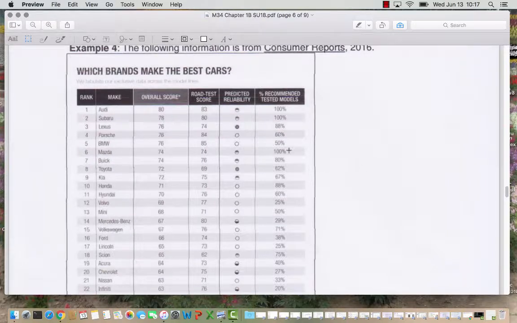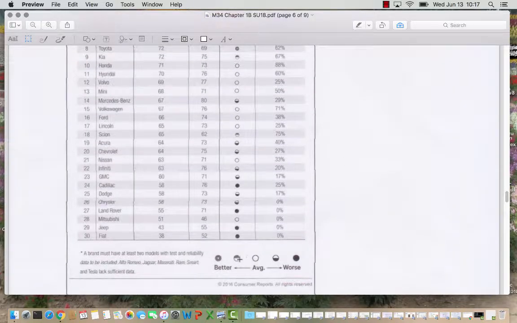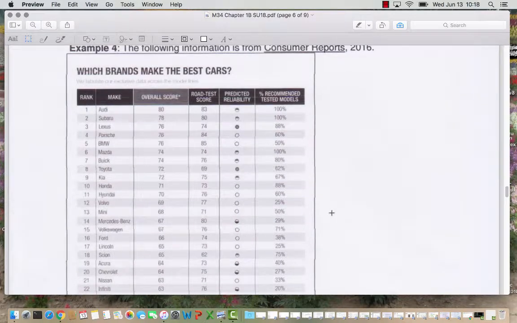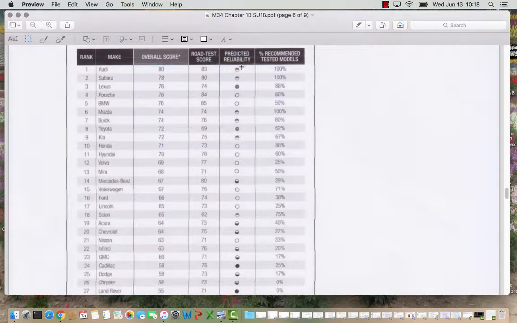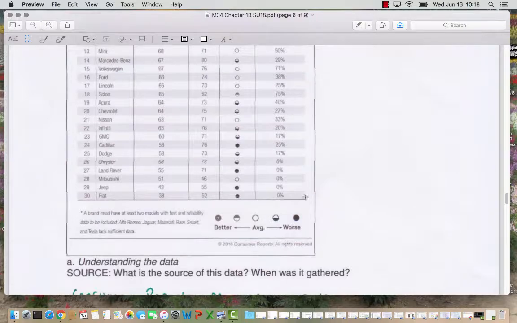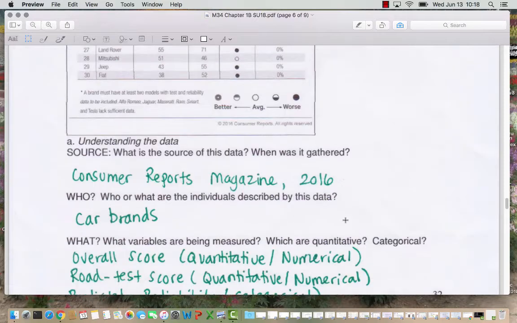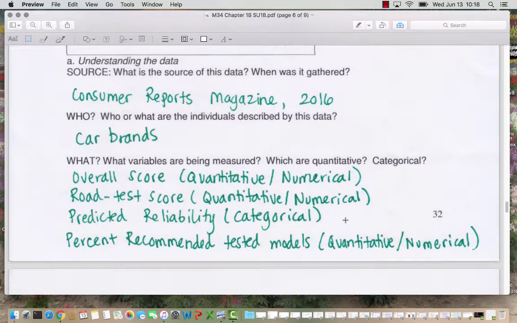And then each make has a rating of an overall score, a road test score associated with driving the car, predicted reliability that corresponds with these circles. And so we see the circles go from better to average to worse. And then a percent recommended of the models. So for example, Audi, 100% of the models were recommended, but its reliability here, if we match, that's not quite the best reliability. So these are different variables that we went through that are being measured.